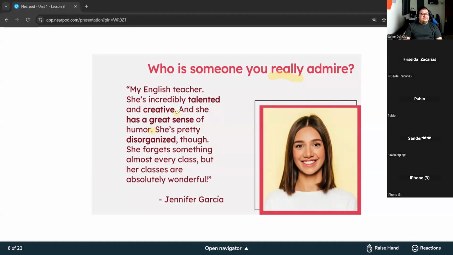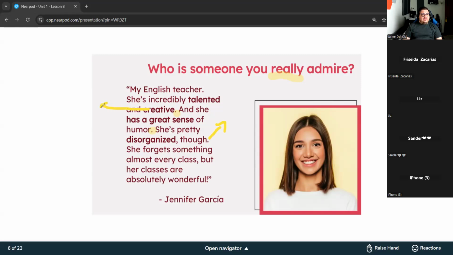English teacher. She's incredible talent and creative, and she has a great sense of humor. She is pretty disorganized, though. She forgets something almost every class, but her class are absolutely wonderful.